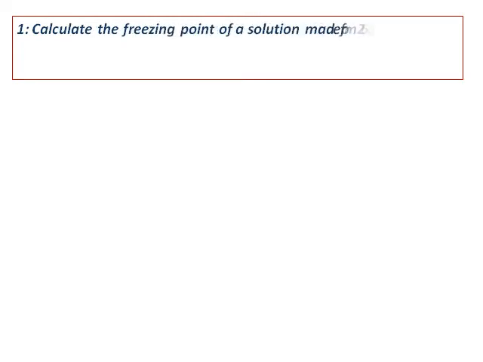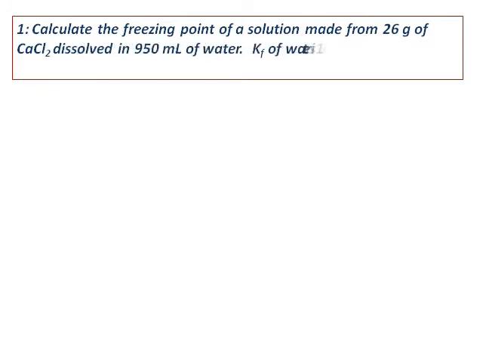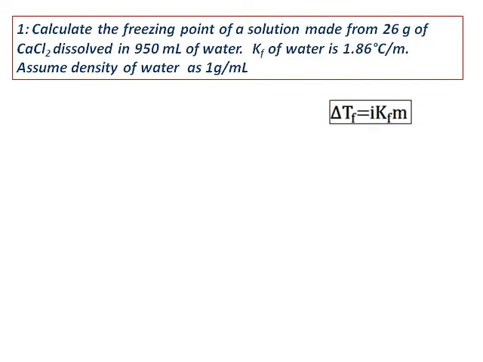Calculate the freezing point of a solution made from 26 grams of calcium chloride dissolved in 950 milliliters of water. Kf for water is given, and for the density of water they ask you to assume 1 gram per milliliter. The formula for freezing point depression is delta TF equals i Kf m. This is a question in which they have asked you to calculate the new freezing point. If we calculate the freezing point depression, I'll be able to get the new freezing point because we know the freezing point of water.